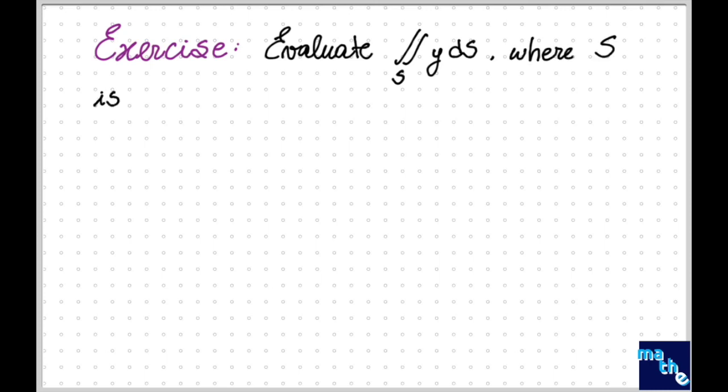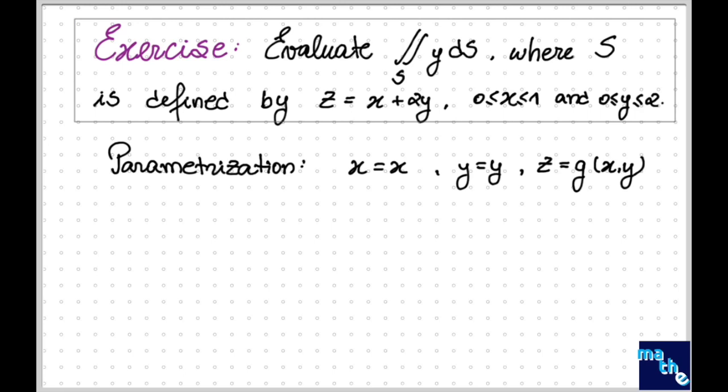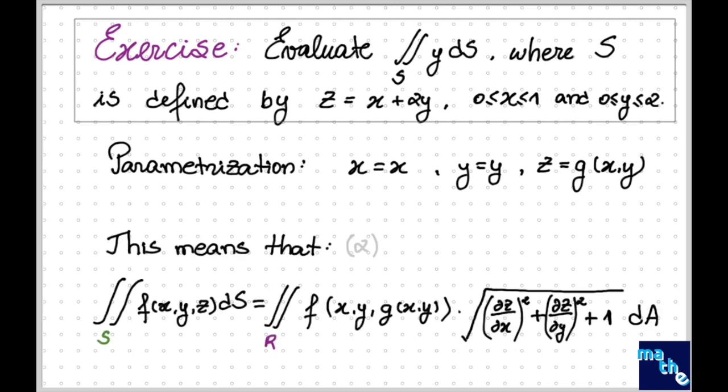Let's see an exercise. Here you are asked to evaluate the surface integral over the function y, where S is defined as z equals 2x plus 2y, where x is bound between 0 and 1, and y is bound between 0 and 2. Firstly, we need to take care of the parameterization. So in this case, we would have x equals x, y equals y, and z as a function of x and y. And as we saw previously in the theoretical explanation, that allows us to use this expression.